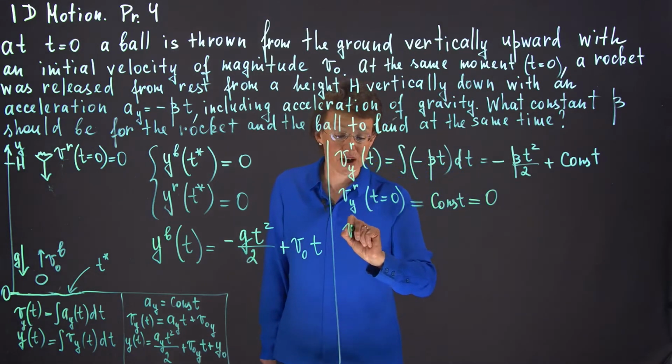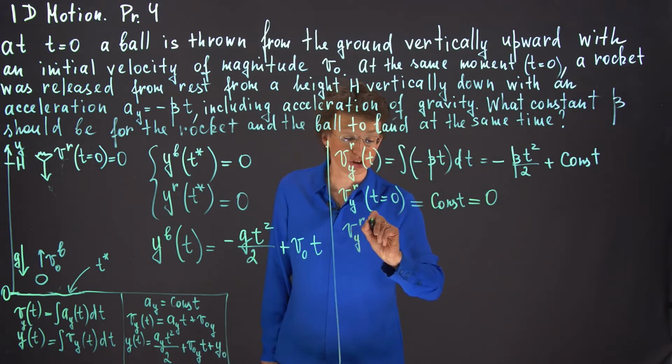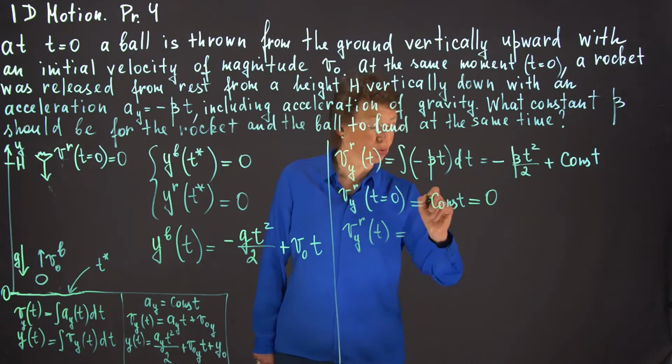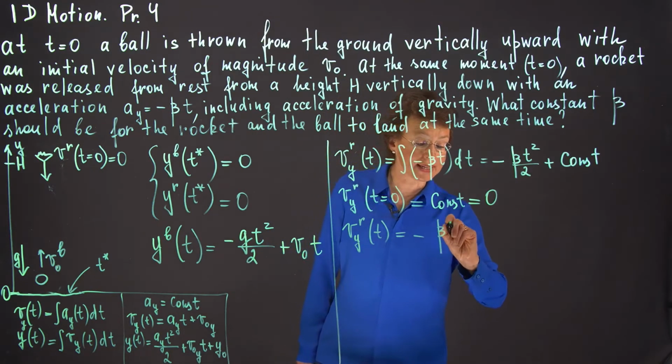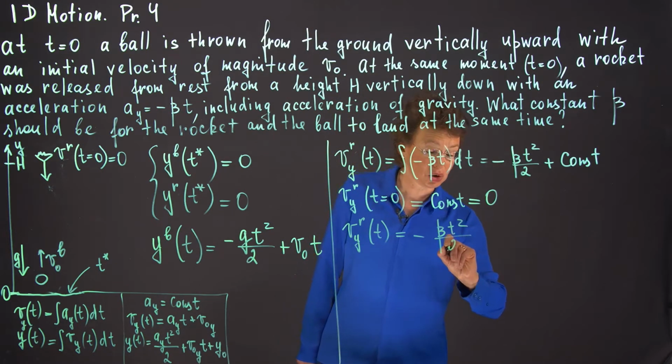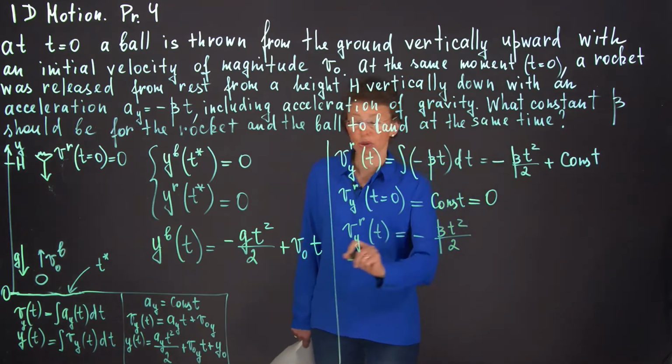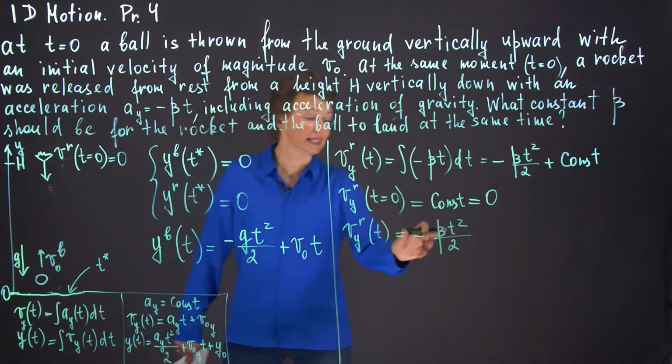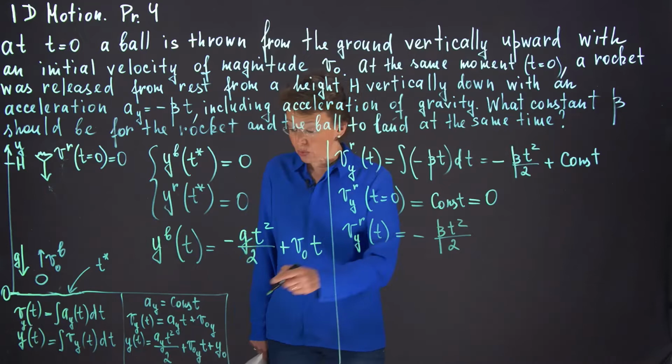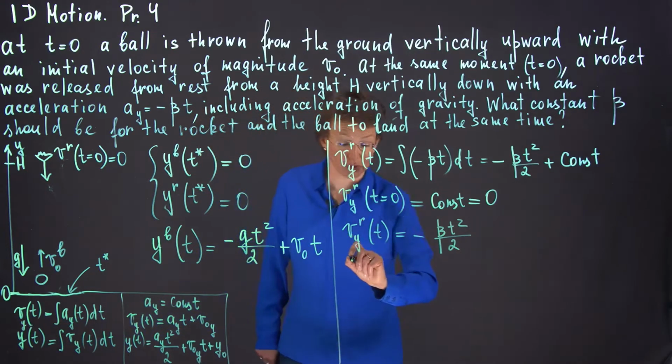What is the final answer for velocity for the rocket at any time moment? It is minus beta t squared over 2. The projection of velocity with our choice of coordinate system is negative. Now we are ready to find the position of the rocket.